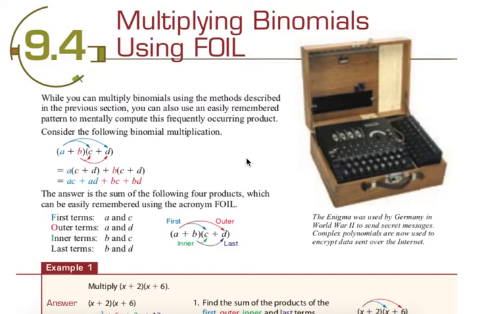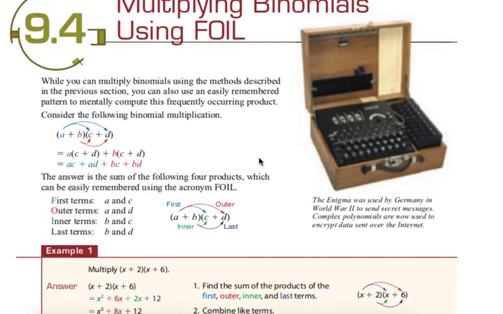Algebra 1, let's get started with multiplying binomials using FOIL. So if you remember, a binomial is a polynomial that has two terms. Okay, so that's one thing. And I know we were multiplying polynomials in the previous chapter, and we were using the distributive property. But now we're going to be looking at FOIL, and that's kind of like a shortcut, if you will.